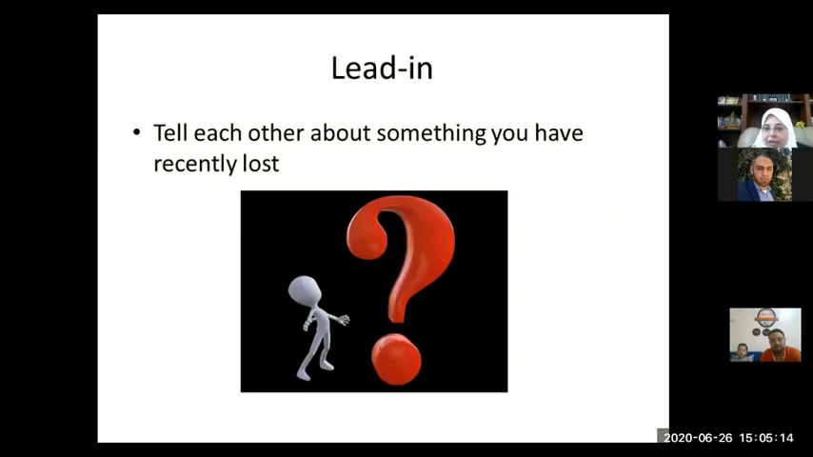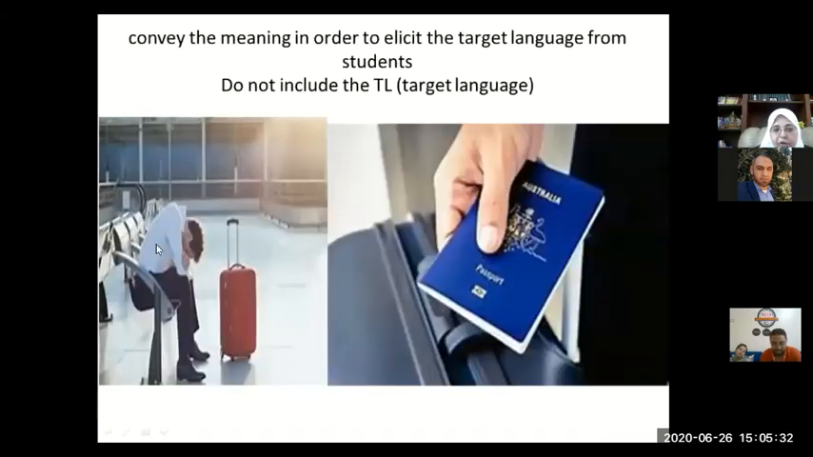Okay, so here I want to explain, for example, the present perfect. So this is how I will start my lesson. I will start it by asking the students to discuss together, talk together about something they have lost recently. And here I'm trying to explain the present perfect, okay? And after I elicit the answers, I move to the presentation stage. I want to convey the meaning of present perfect without including the target language, which is the present perfect, in my explanation, okay?